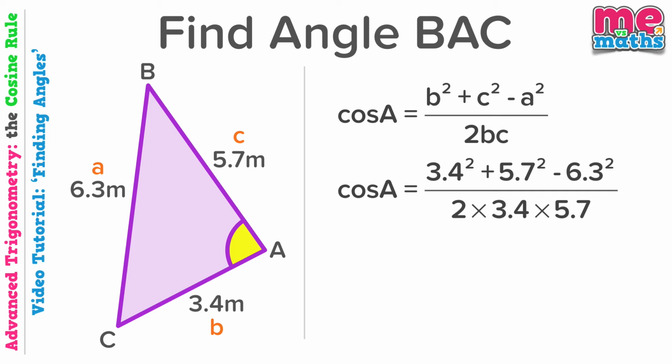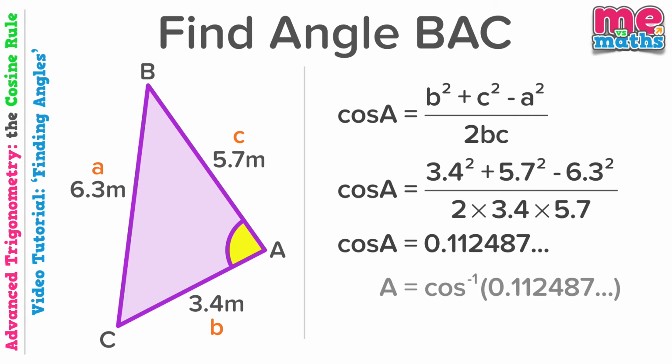We're now going to work out everything on the right hand side, which will give us a value for cos A of 0.112487. I don't want to round that much, if at all, at this stage. This is the value of cos A, so to find angle A we need to use the inverse cos function. If you do so, then round it off, you should get 83.5 degrees.